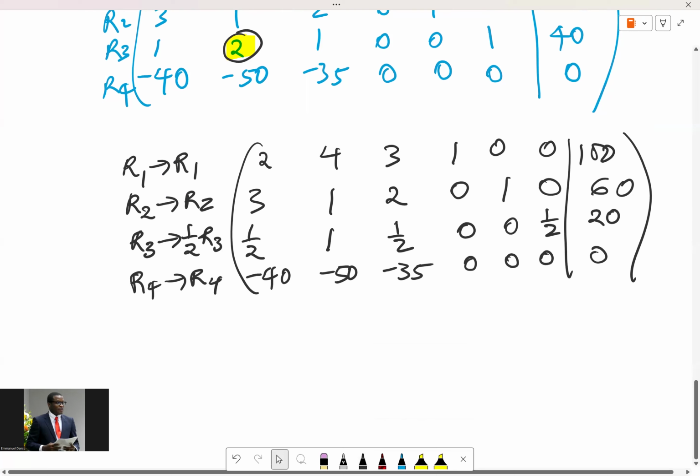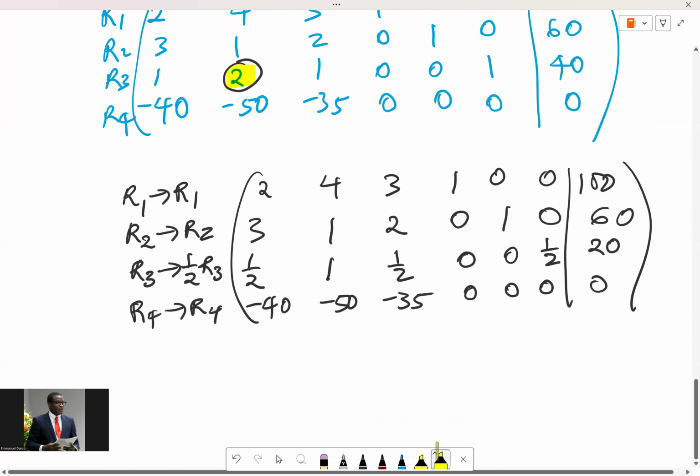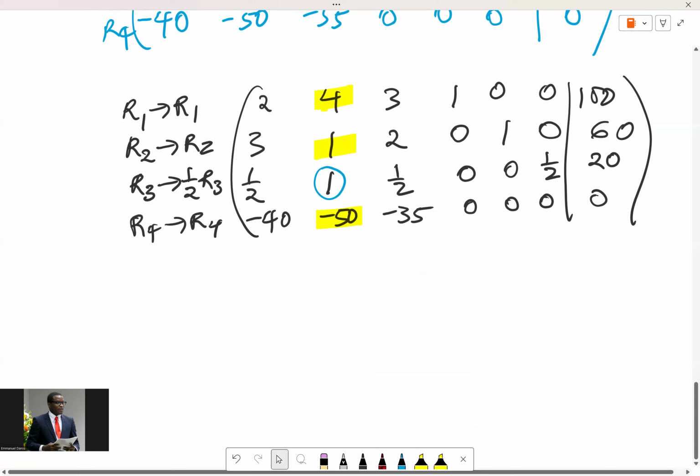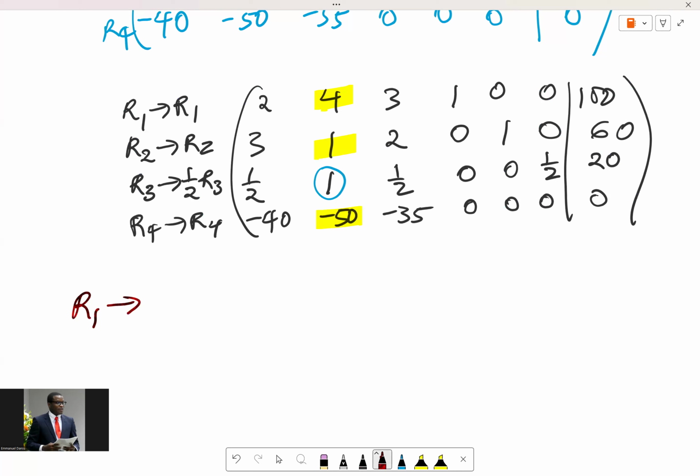Okay. Now, since the pivot has become 1, all these values, the one above, the one above, and the one below, have to go to 0. So how do we pull that off? We have to make rules that will make sure that is possible. First of all, for row 1, what you have in row 1 is 4, right? So you can say that row 1 minus 4 times row 3. Row 3 is the pivot. So that will be row 1 minus 4 times row 3.